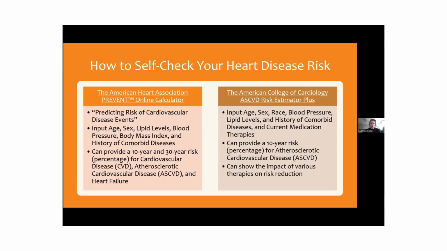Additionally, the American College of Cardiology also has a risk estimator plus tool, but only for atherosclerotic cardiovascular disease, right? Typically, since that is the number one disease that we see in the US, but it can provide a 10-year risk percentage for this disease. One of the great tools about it is that it can also show you the impact of various therapies on reduction. So it can show you, right, how much risk reduction would stopping smoking, or reducing alcohol consumption, or adding a statin, or something like that, give you, to really give you a good picture of, right, overall how these things can help out our body and reduce our risk over time.